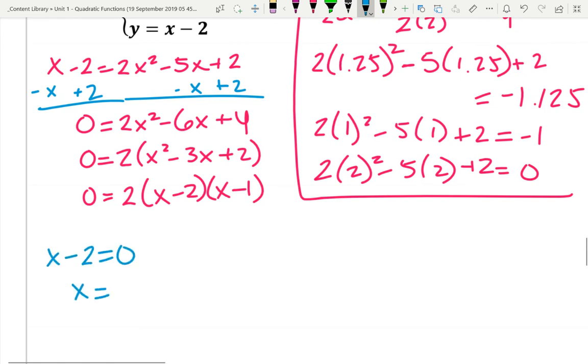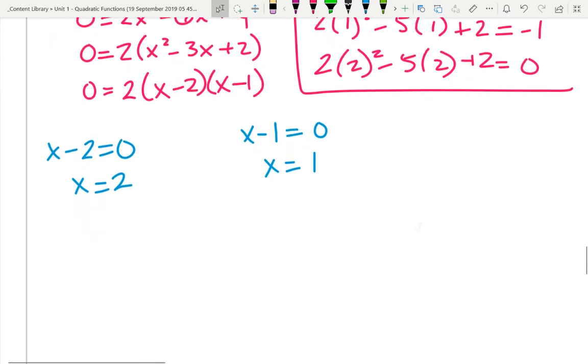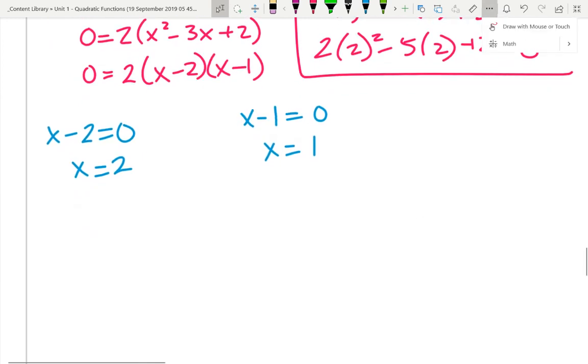So I get x equals 2. And then x minus 1 is equal to 0. I get x equals 1. So once again, we're looking good. Those start to match our points. We just have to verify with the y value.